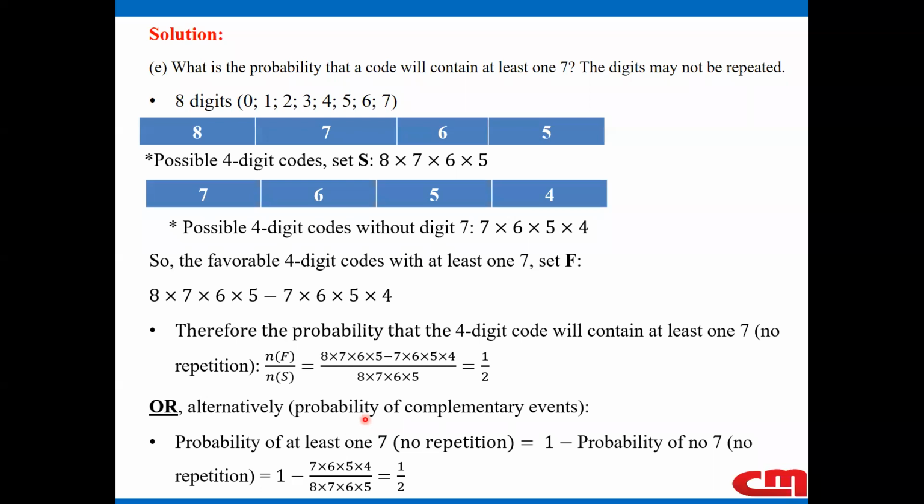Alternatively, if you consider the probability of complementary events, we are saying the probability of at least one 7, no repetition, is equal to 1 minus the probability of no 7, no repetition. The favorable is this part, 7 times 6 times 5 times 4, over the possible outcome, which is 8 times 7 times 6 times 5. Remember, this is the probability of no 7. We subtract from 1, and again we get half.